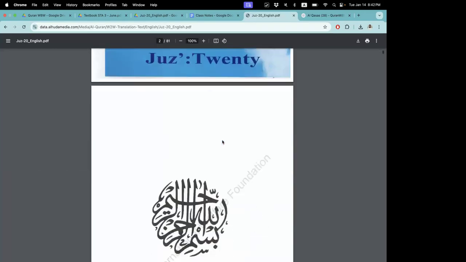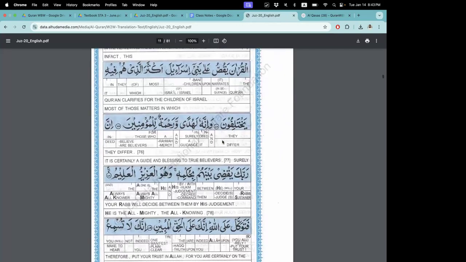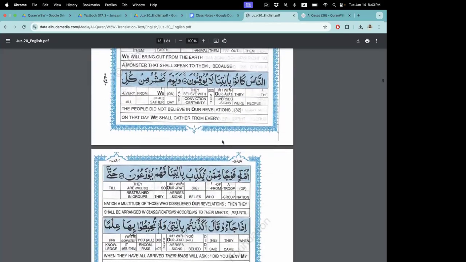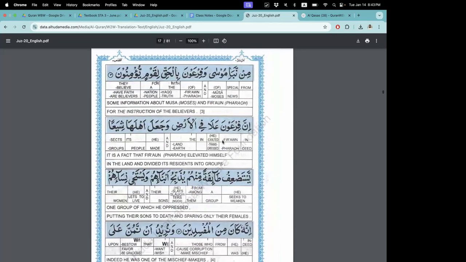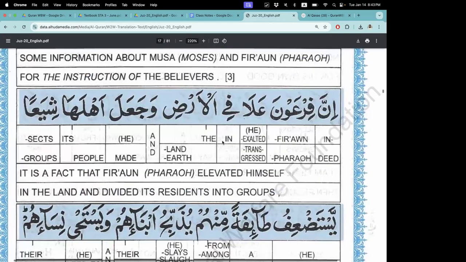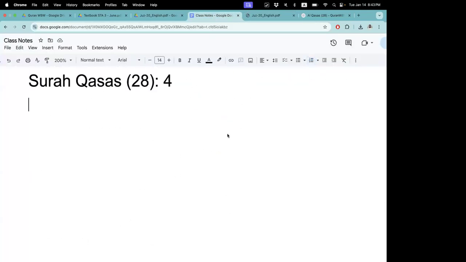Let's look at this in the other book. Page 11. Let's look at how it breaks down the same ayah in the other version, because they break it down a little further. You see, inna is a word. Inna means indeed, and inna is a harf.